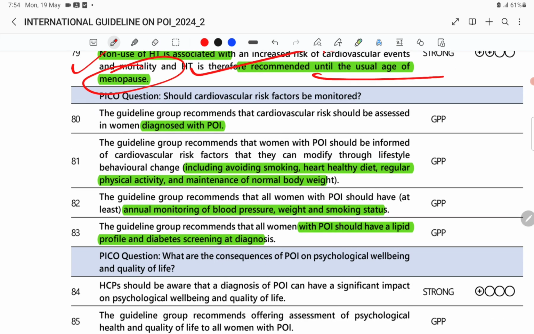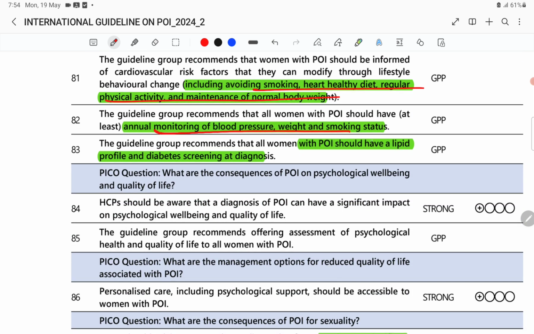Should a cardiologist monitor? Okay, the guideline group recommends that cardiovascular risk should be assessed, including avoiding smoking and a heart-healthy lifestyle, which I already told you. Annual monitoring of blood pressure, weight, and smoking status has to be done. Very, very important: a lipid profile has to be done in POI cases.